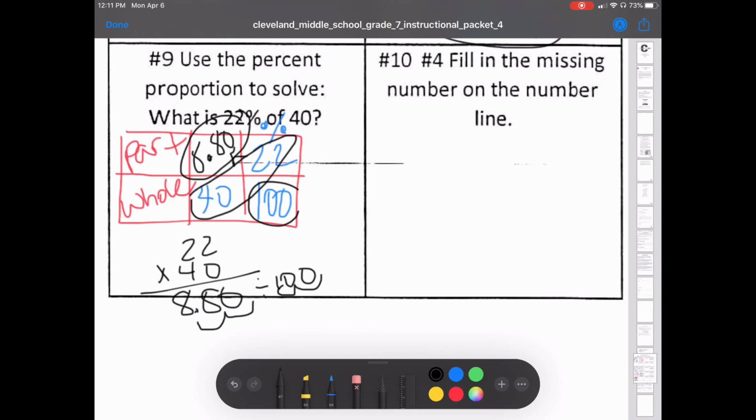There we go. All right, number 10. It's got all kinds of typos going on. Number 10, number 4, who knows what it's talking about? Fill in the number on the number line. Again, we've got no number to put there. So, lucky us, we're done for today.